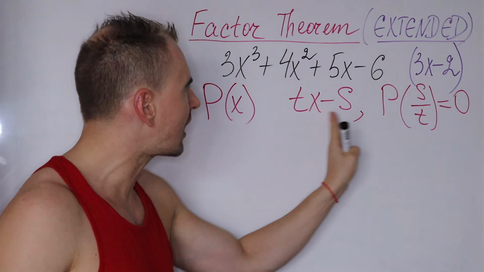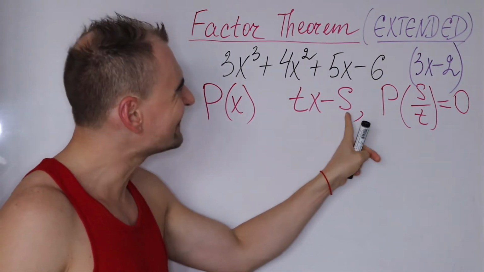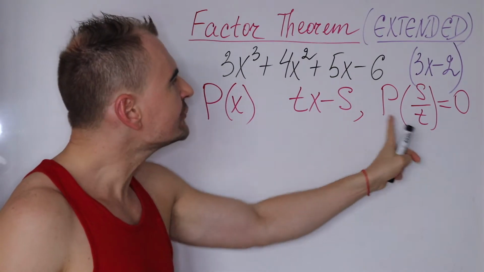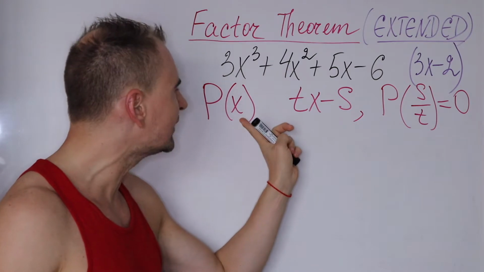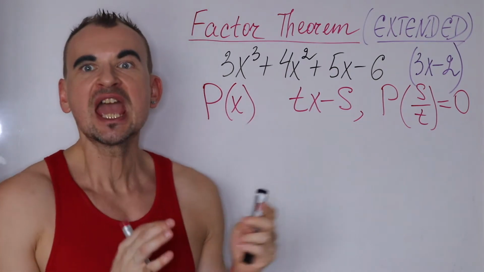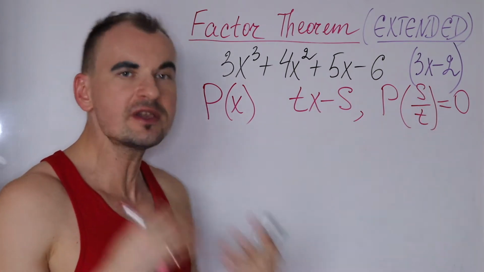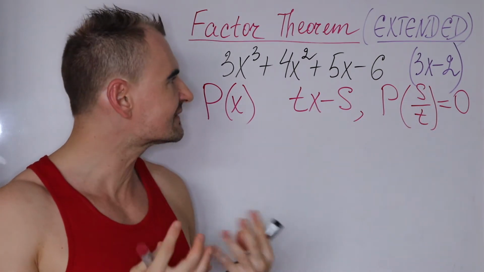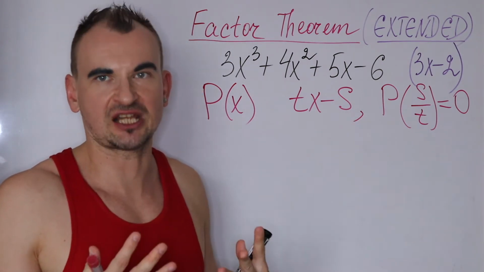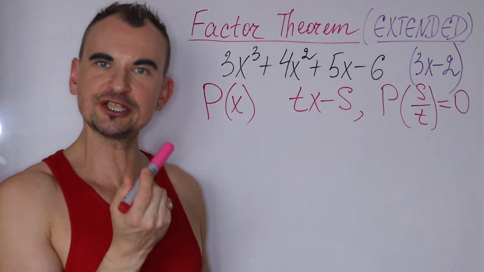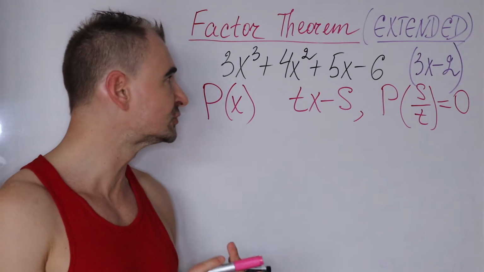Basically, all it says is you need to take this s over t and make up this fraction that comes from the coefficient and the constant term. Then you need to plug into your polynomial everywhere x appears and check to see if it equals 0. If it does, that implies your monomial is a factor of this polynomial, so it goes into your polynomial evenly. Let's put it to the test.